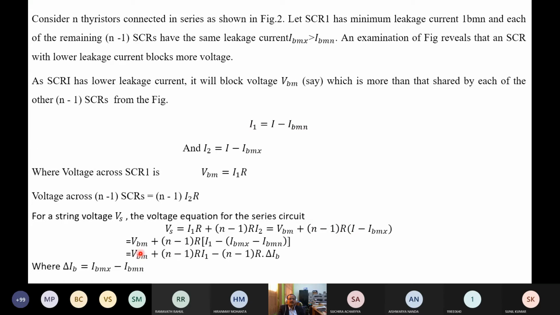Put that in here, I is equal to I1 plus IB min. So what will we get? VBM plus n-1 R into I1 plus IB min minus IB max. Putting I here, we get this, equal to VBM plus n-1 R into the difference, which is n-1 R delta IB. Delta IB is the maximum leakage current minus the minimum leakage current.